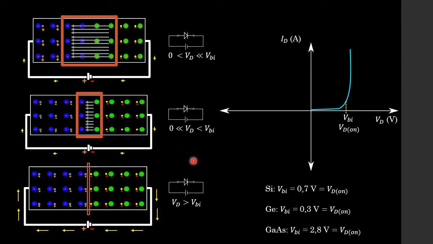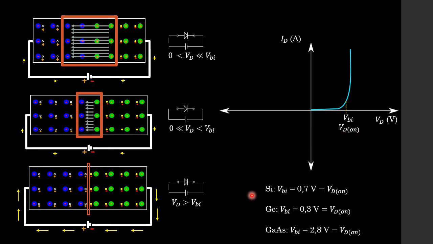But the real magic happens once we increase our bias voltage greater than our barrier potential voltage, and we completely eliminate the barrier potential voltage's electric field, which allows for current to start flowing. And that is at this point over here, and it's called the diode on point. Because our diode switches on at this point past our barrier potential voltage, we can refer to our barrier potential voltage moving forward as our diode on voltage, or VD on.